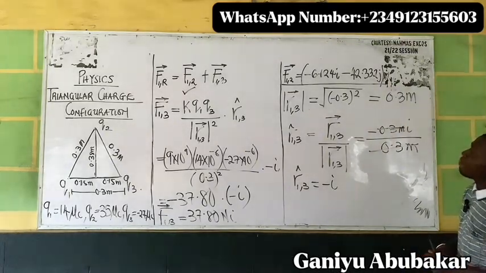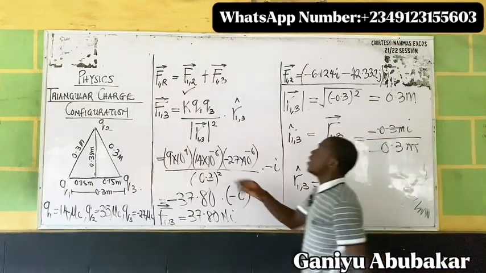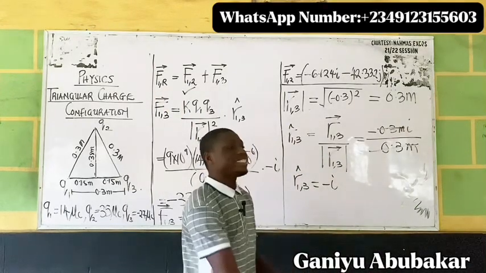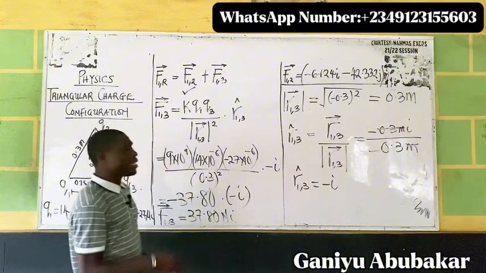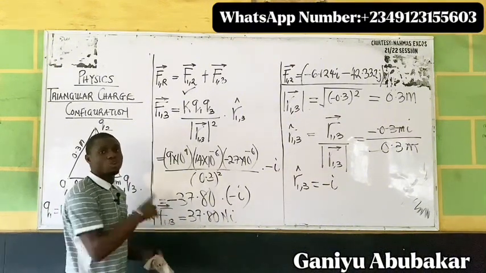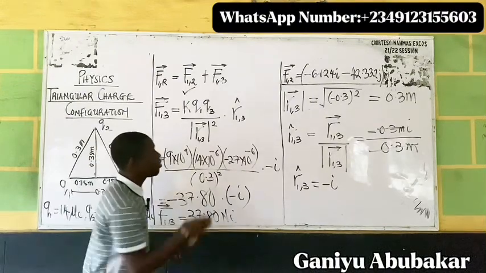Alright, let's now get the value of F13. We expect that in the exam, at least you should use 20 minutes to answer this question, please. At least 20 minutes, you are done with this question. Right? Alright.